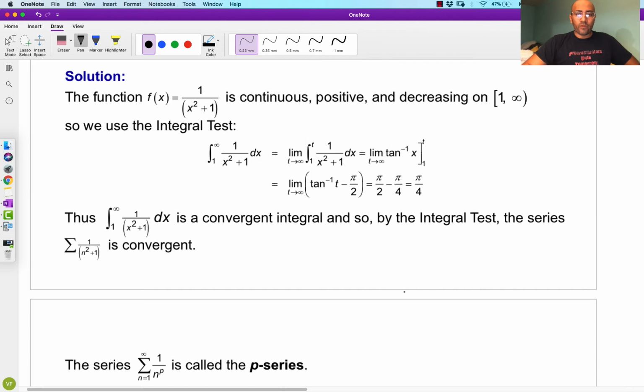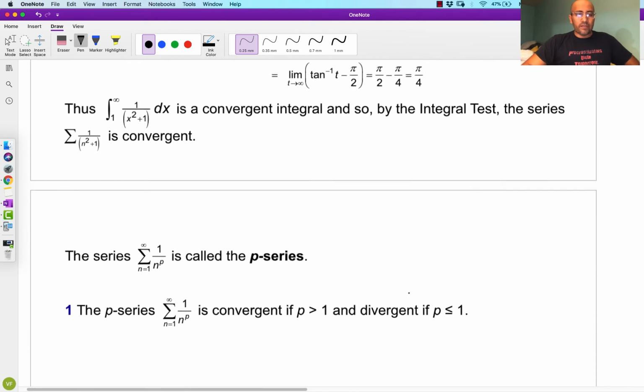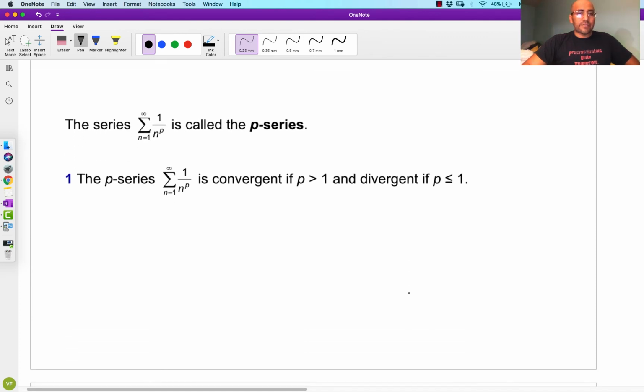Good. All right, let's look at something we call the p-series. The series, the sum of 1 over n to the power of p, is called the p-series. Notice that in this case, p is some constant. Once the p is chosen, it stays the same. So this is representative of a whole family of series.